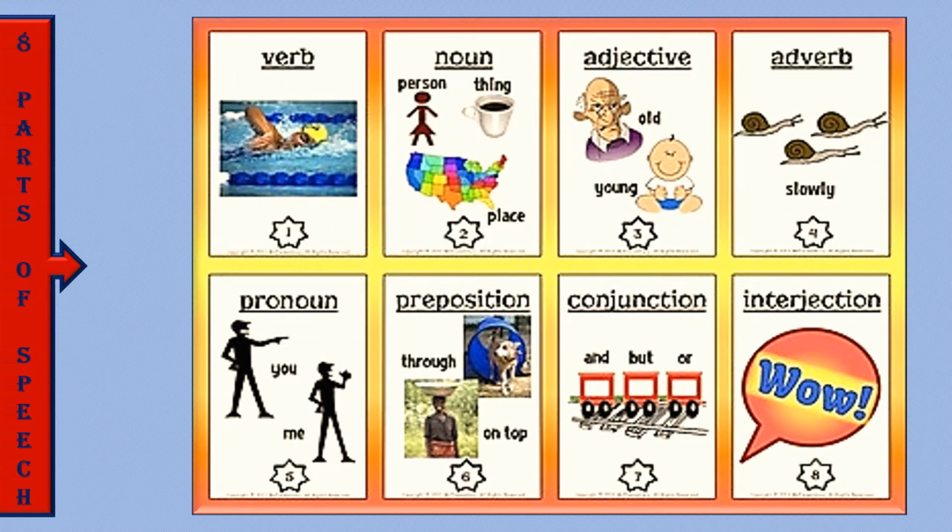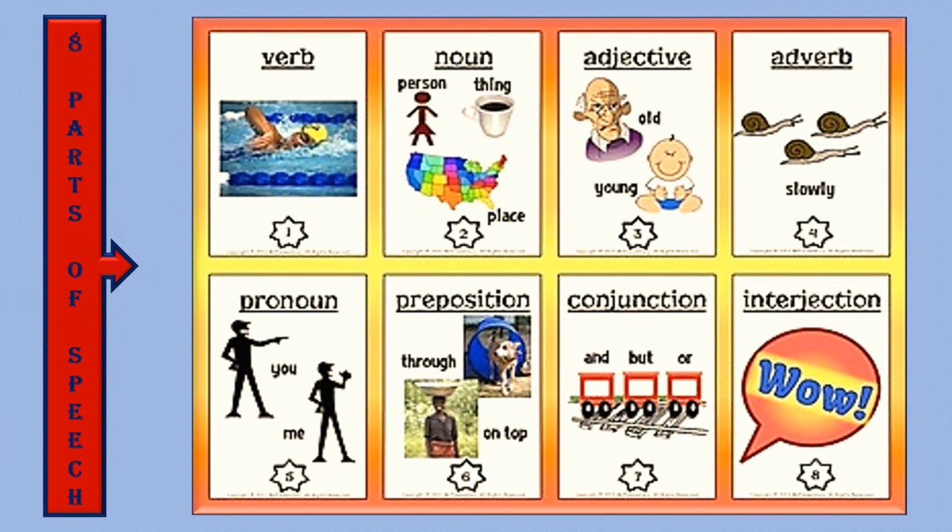The following are the 8 parts of speech: verb, noun, adjective, adverb, pronoun, preposition, conjunction, and interjection. Now, of the 8 parts of speech, we will be learning how to form words from verbs, nouns, adjectives, and adverbs.